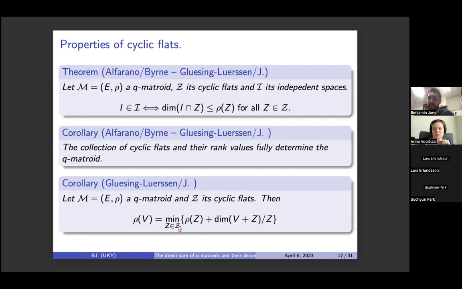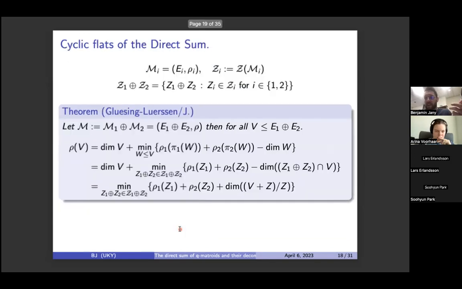Okay, and so this characterization of the rank function using cyclic flats will give us a nice idea for the direct sum. So let's look back at the direct sum of q-matroids and consider the cyclic flats of the direct sum. What we were able to do with the cyclic flats is, first, rewrite the rank function of the direct sum. Remember that the rank function of the direct sum is this lengthy, not pretty equation, okay, where we have to take a minimum over all subspaces of the space V.